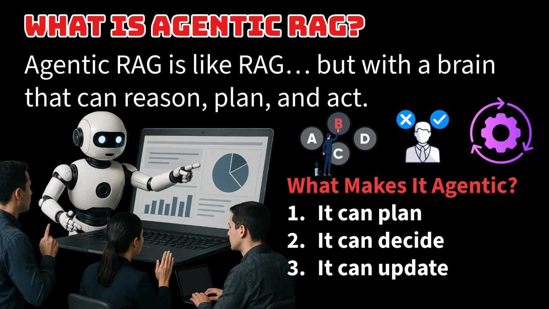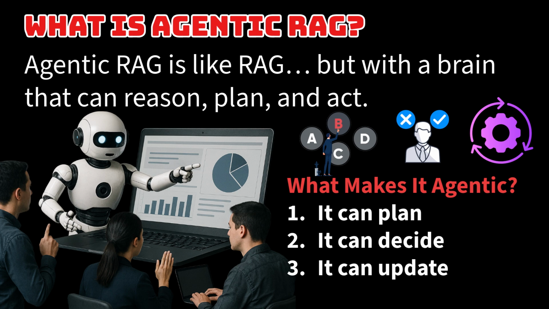Now let's add intelligence. What is agentic RAG? Agentic RAG is like a RAG, but with a brain that can reason, plan, and act. Imagine RAG is a student that finds the answer in a textbook. Agentic RAG is a project manager. It not only finds answer, but also decides what to do with them. Do you know what makes it agentic? It can plan multi-step tasks. It can decide which tool or document to use. It can update its goal based on new information.